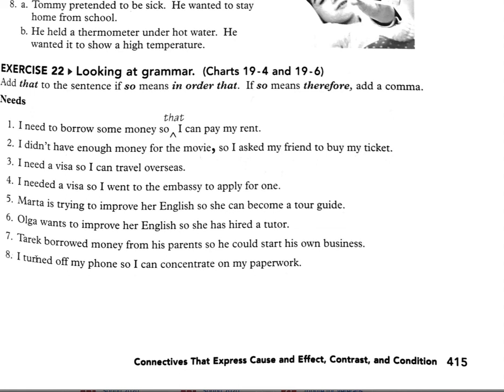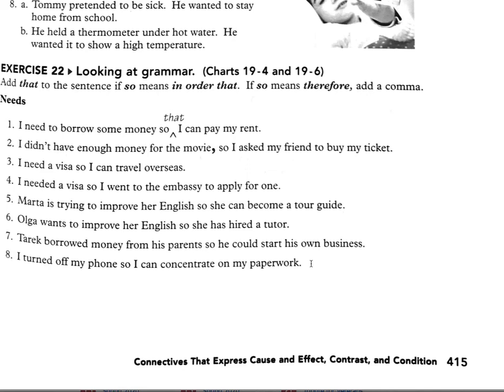Number 8. I turned off my phone so I can concentrate on my paperwork. Okay, so here you say, so I can concentrate on my paperwork. Does that mean therefore, or does it give a purpose? In this particular case, it gives a purpose. So you're going to say, I turned off my phone so that I can concentrate on my paperwork. Okay?